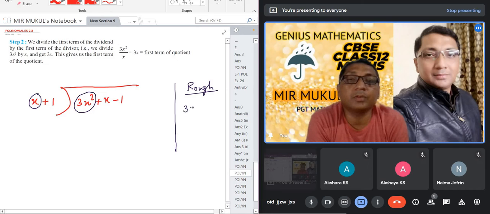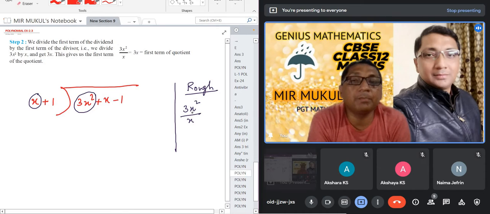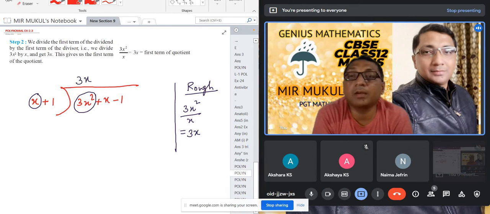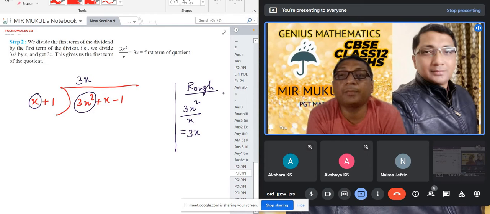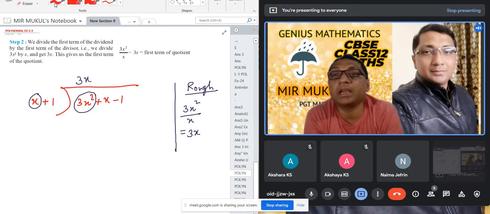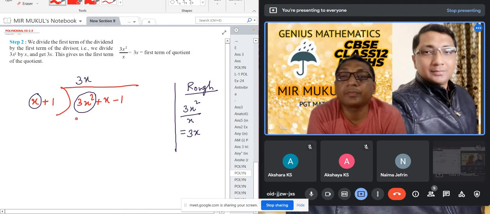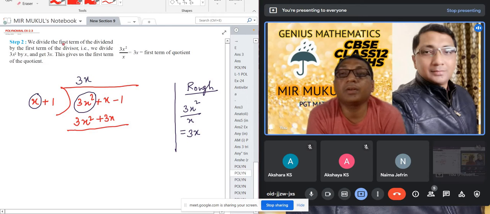Now 3x square and x, if we divide, then we know that if the base is the same, the powers will be subtracted according to the law of exponents. So dividing the first term of the dividend by the first term of the divisor, we get 3x. Now the first term of the quotient will be 3x. Now you have to multiply this 3x with x. What will we get? 3x squared. Then 3x multiplied by 1 is 3x. So this will be our first step.